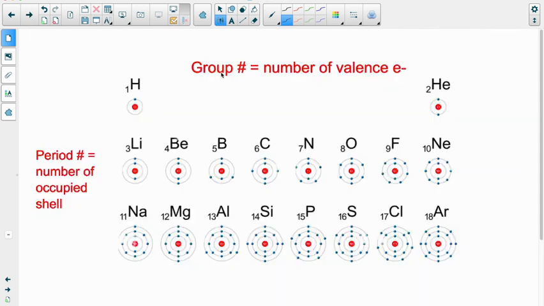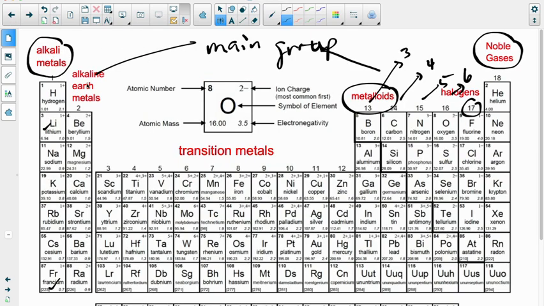A couple of things you should know here: we're talking about the main group elements now, which is groups 1 through 8, not including the transition metals. The group number tells us the number of valence electrons. So if you're in group 1, you can see hydrogen is not really part of group 1, but it's placed in here because it only has 1 electron. From lithium down here, they all have 1 valence electron.